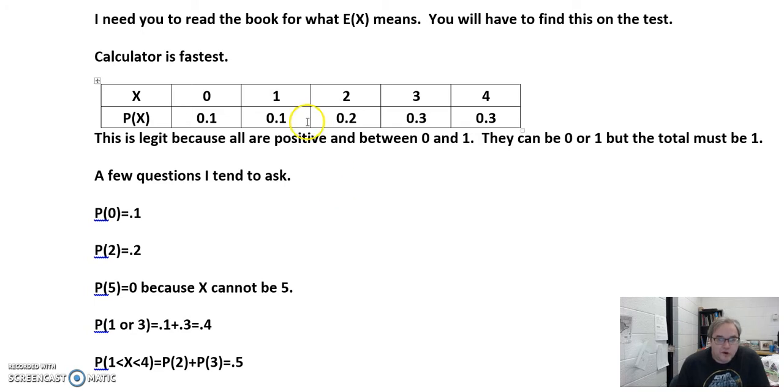Another one I could ask that I don't have written on here is what's the probability of a 1 and a 3? That's a trick question because "and" implies it has to be both at the same time. It's not happening. It can't be a 1 and a 3 at the same time. So this is a basic discrete probability distribution.